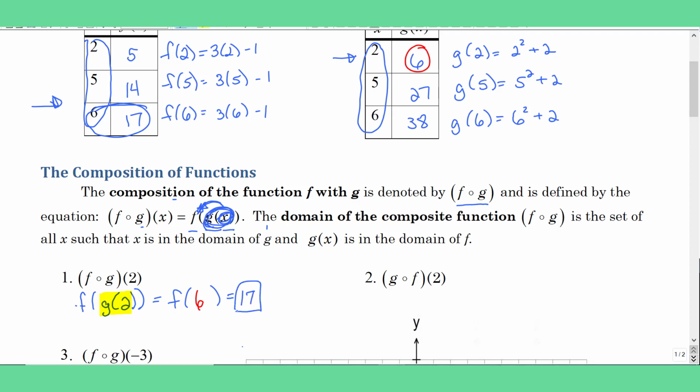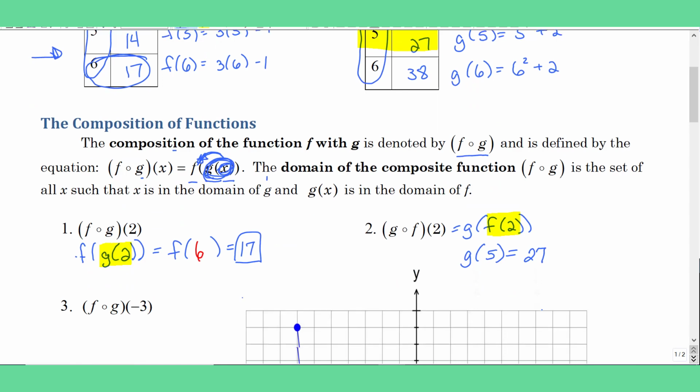So think about it as a roadmap. Where do I go first? So this is g of f of 2. So again, we do the inside first. I need to evaluate that. So f of 2 is 5. So we replace that f of 2 with just the value of 5. And then I go to my g function and find g of 5, which was 27.